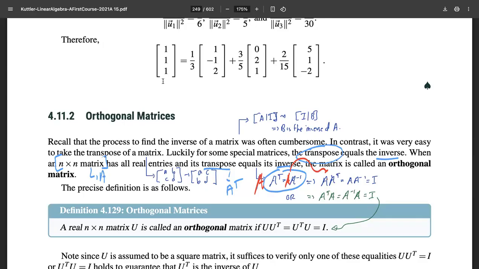But if I multiply A on the left, I would get A transpose A equal to A inverse A. That's also equal to the identity. So that's why we have two expressions. We can either take U times U transpose or U transpose times U. It does not matter.